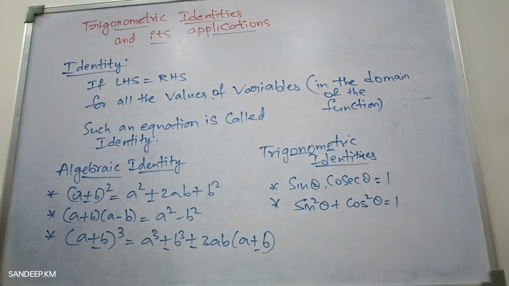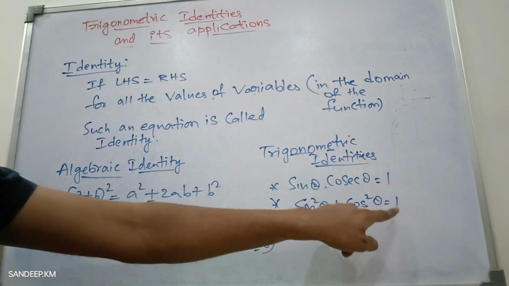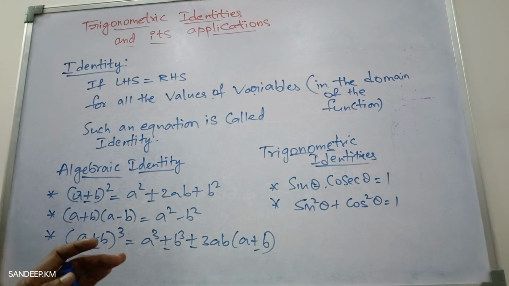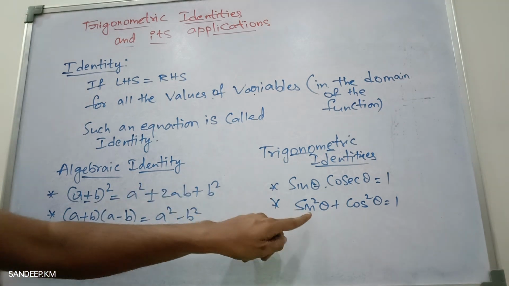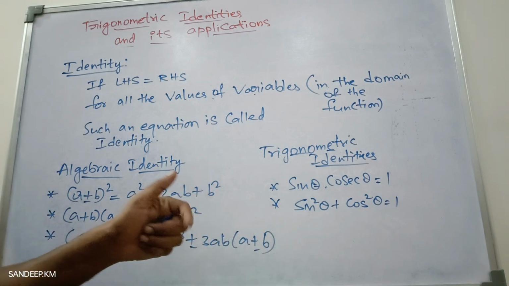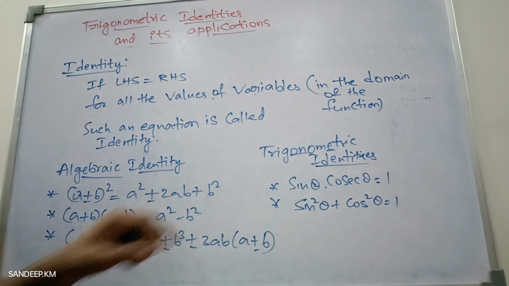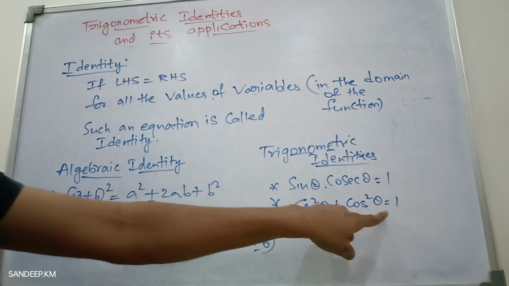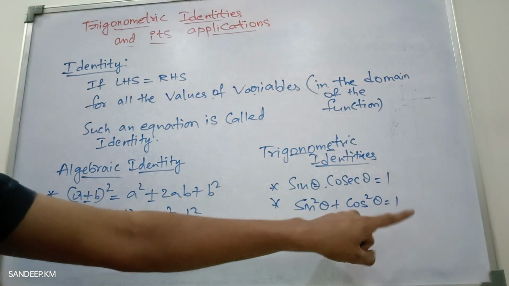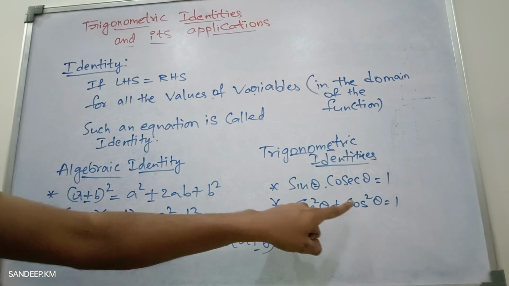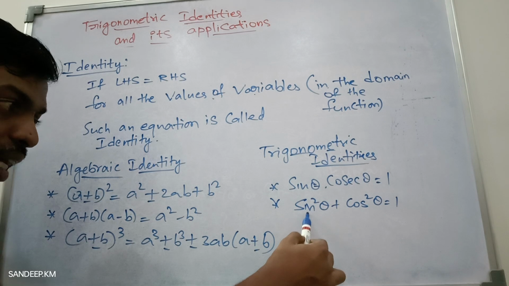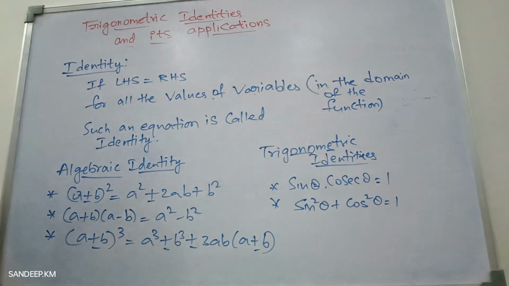And next, sin square theta plus cos square theta is always equal to 1 for any value of theta, where theta can be any real number. Which means I can calculate sine square 1 degree plus cos square 1 degree even if I don't know sine 1 degree and cos 1 degree. Sine square 1 degree plus cos square 1 degree is equal to 1. Sine square 45 degrees plus cos square 45 degrees is equal to 1. Sine square 89 degrees plus cos square 89 degrees is equal to 1. So for any value of theta, sine square theta plus cos square theta is equal to 1.